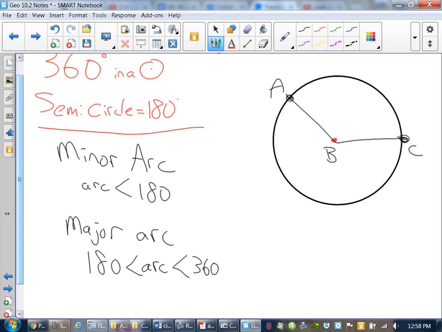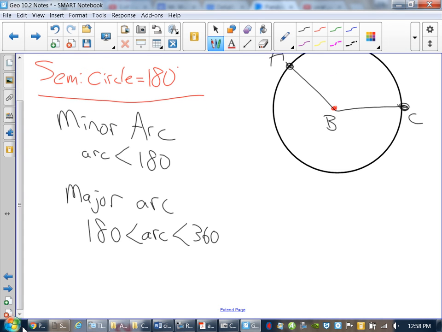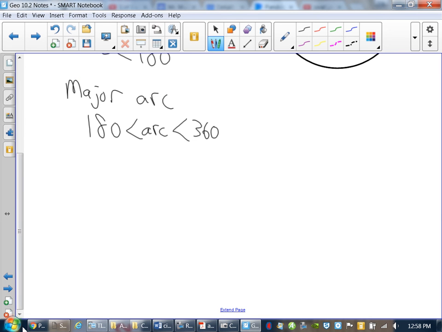Because if it measured 360 degrees, what would it be called? Circle. If it measured 180 degrees, what would it be called? Semicircle. In our class, we're not going to worry about anything beyond one revolution. We're only going to look at circles in terms of degrees when they go around one time.